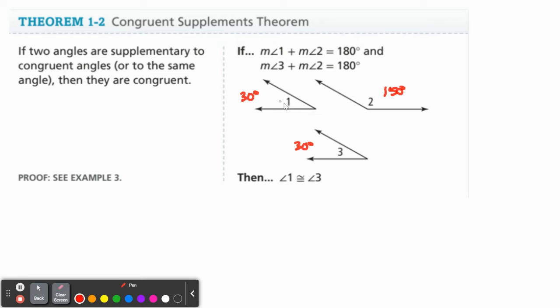And now look, what do you notice about angles 1 and 3? Angle 1 and 3 are congruent. And that's exactly what this theorem says. If two angles are supplementary to the same angle, then they are congruent. That's the idea, right? Perfect.